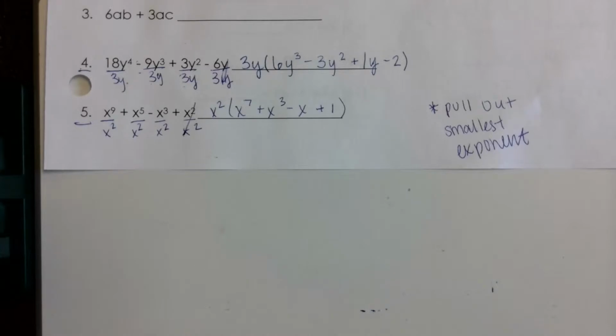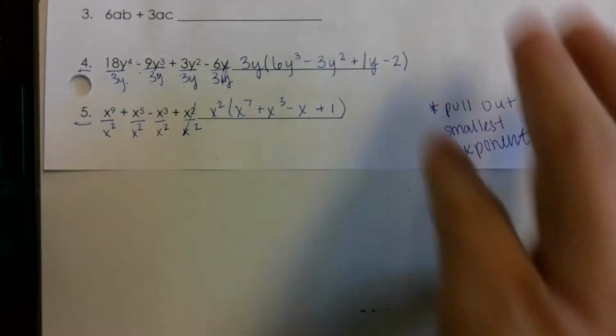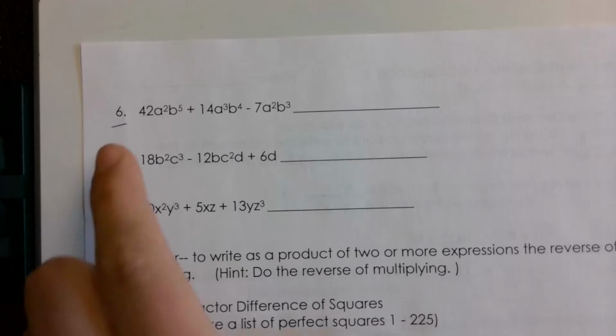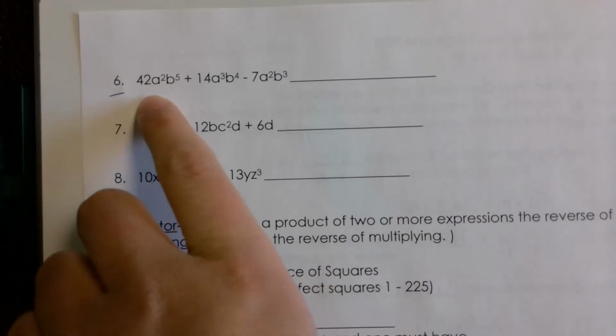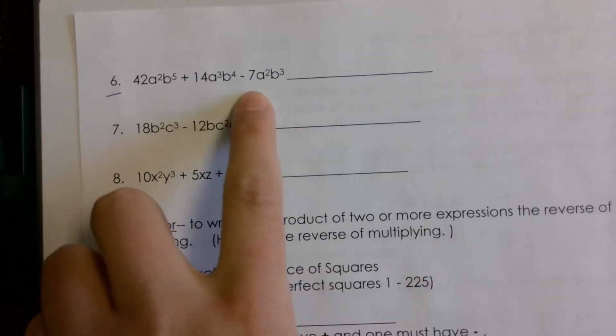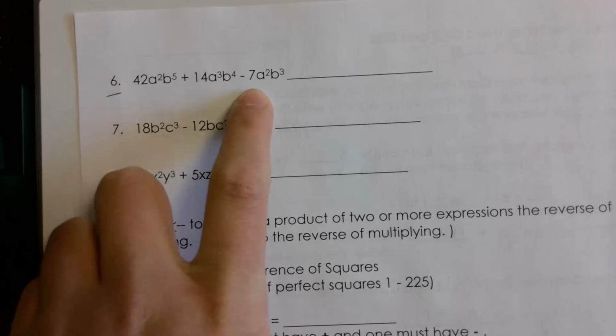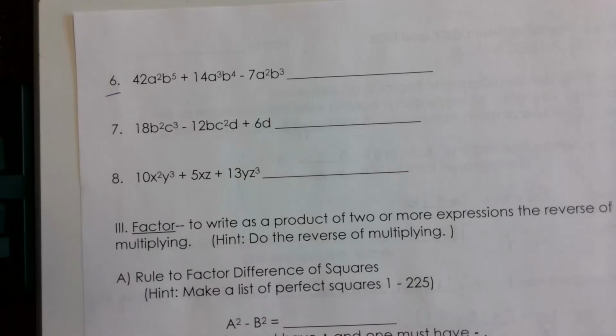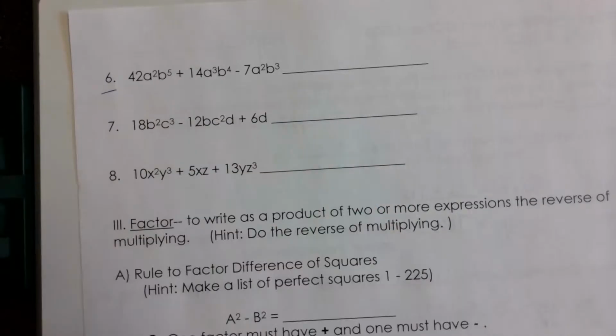Alrighty. Moving on to the next one. Let's see. We said 6. That's a good one to do. Alright, so looking at number 6. I like to look at coefficients first. So we've got 42, 14, and 7. So based on those numbers, what's the biggest number we could divide all of those by? 7, right? Will 42 divide by 7 evenly? Will 14 divide by 7 evenly? Yeah. And then 7 will as well, right? So we'll divide everything by 7.